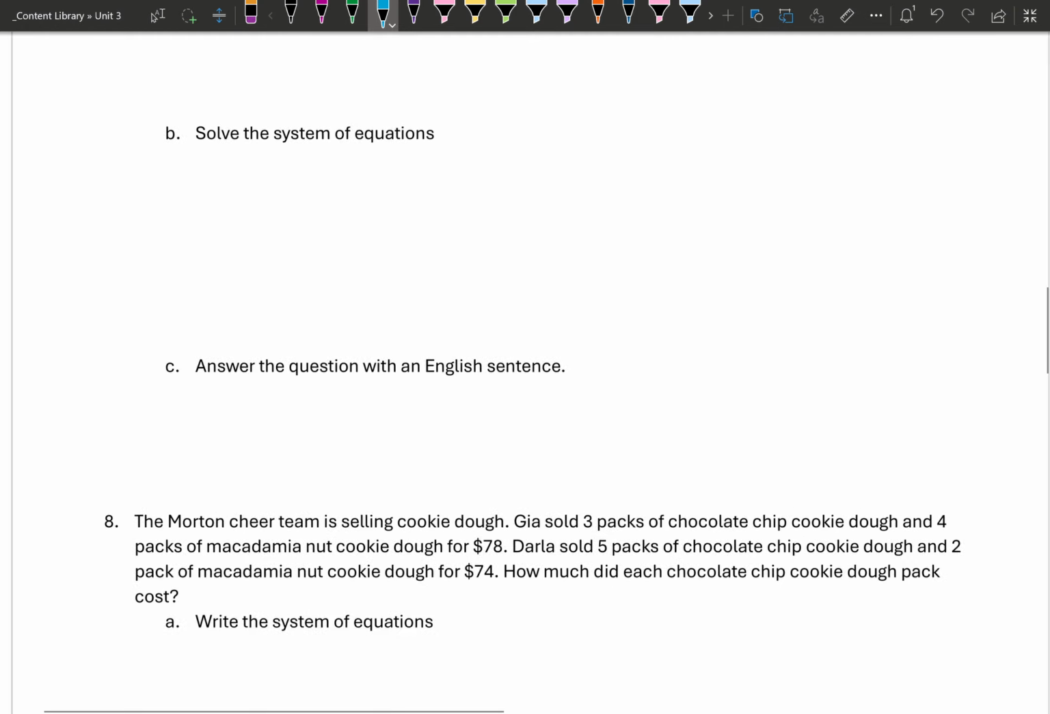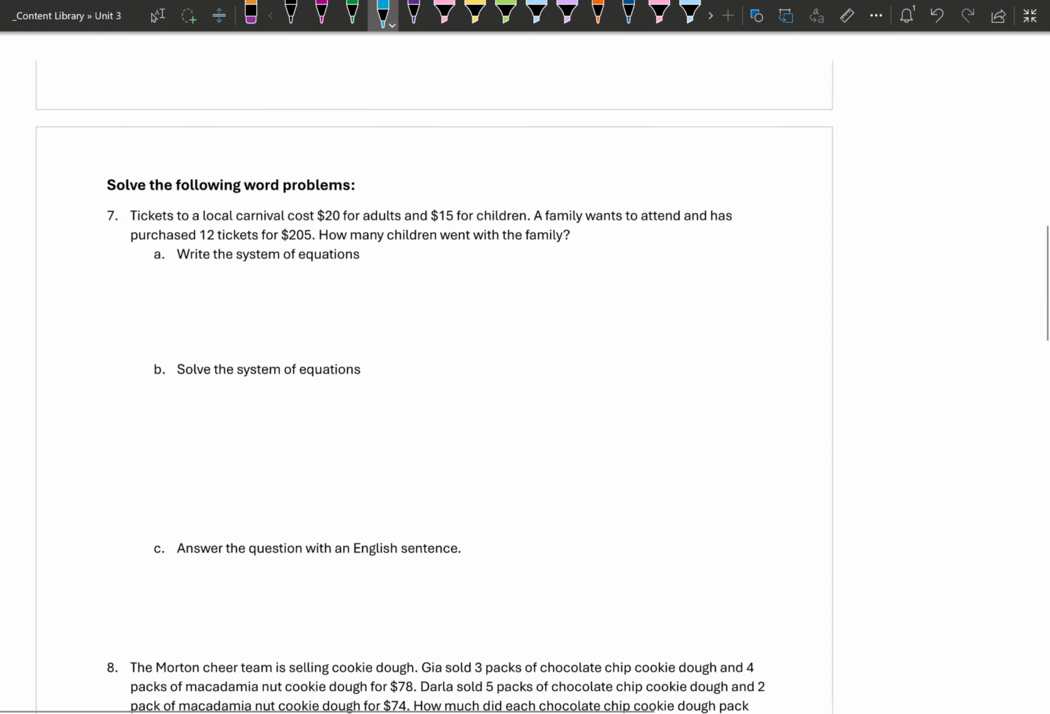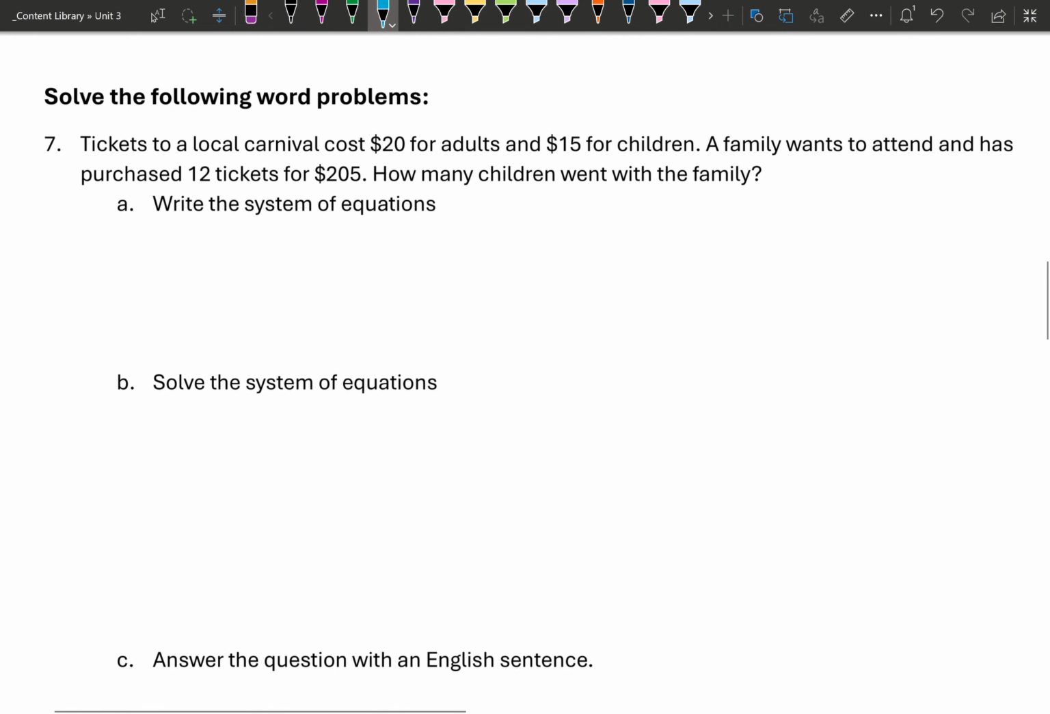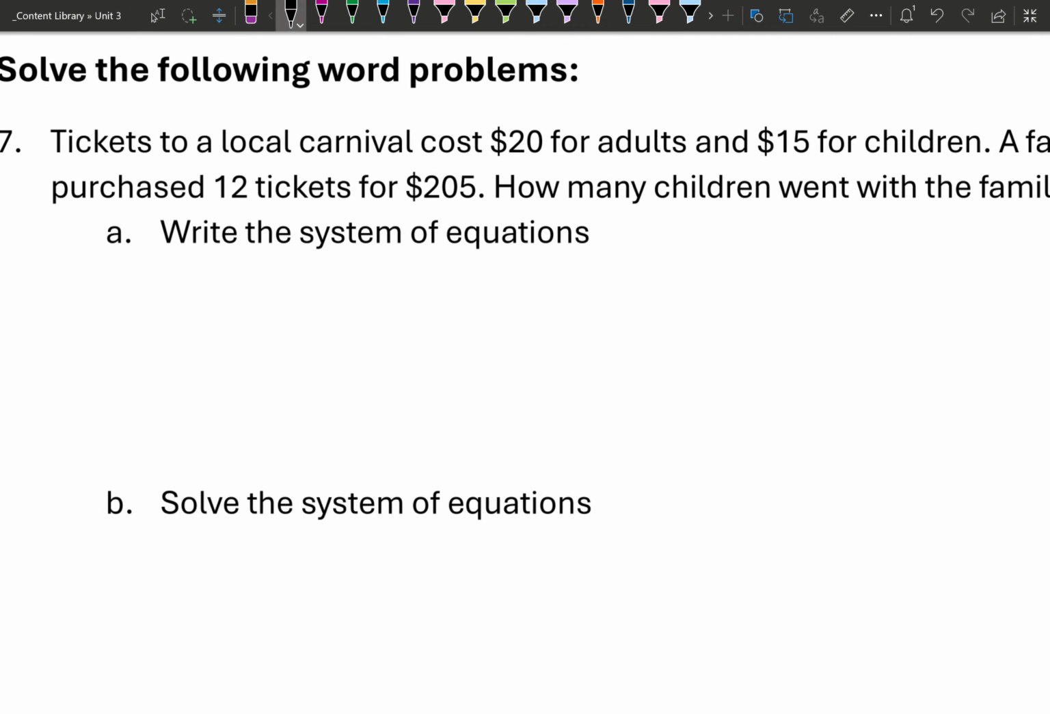All right. Now let's do some word problems and solving some systems through linear combination. Number 7. Tickets to a local carnival cost $20 for adults, $15 for children. A family wants to attend and has purchased 12 tickets for $205. How many children went with the family? Let's figure it out. First, I need to do what x and y equal.